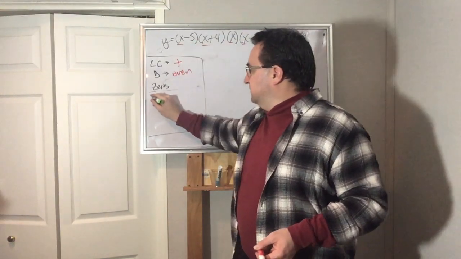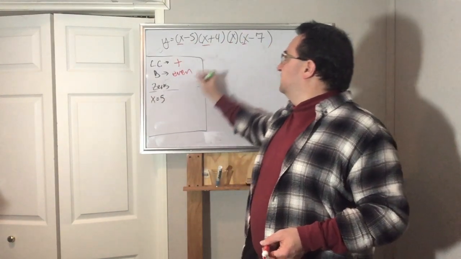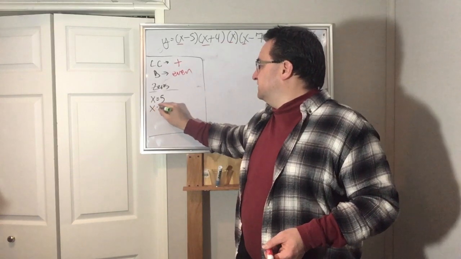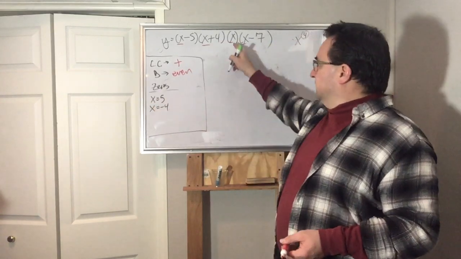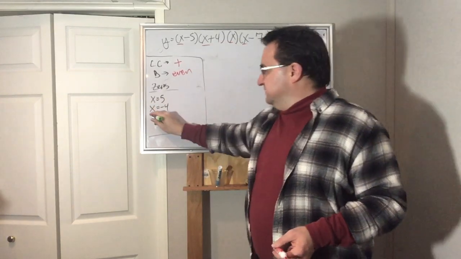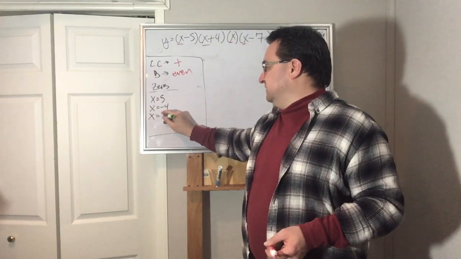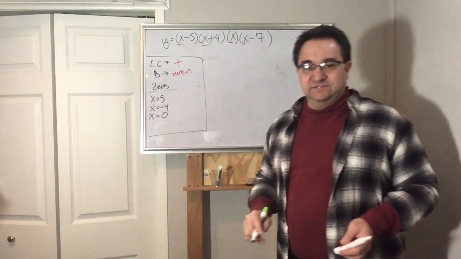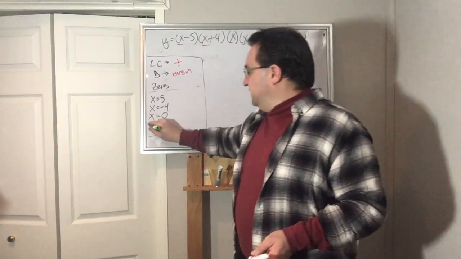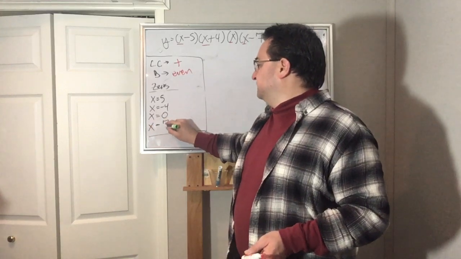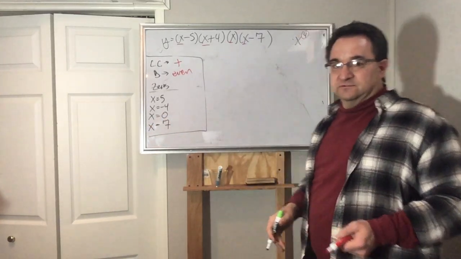My first 0 is x equals 5. Second one is x equals minus 4. That one a lot of people miss. They skip over it because it looks different, but that would be x equals 0, and this would be x equals 7. So this one has 4 zeros.